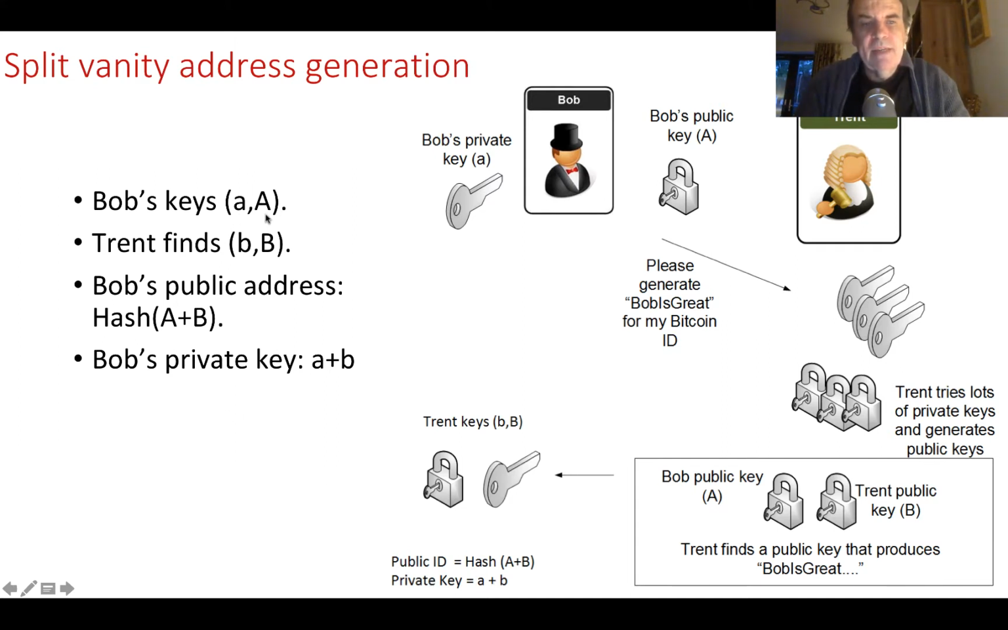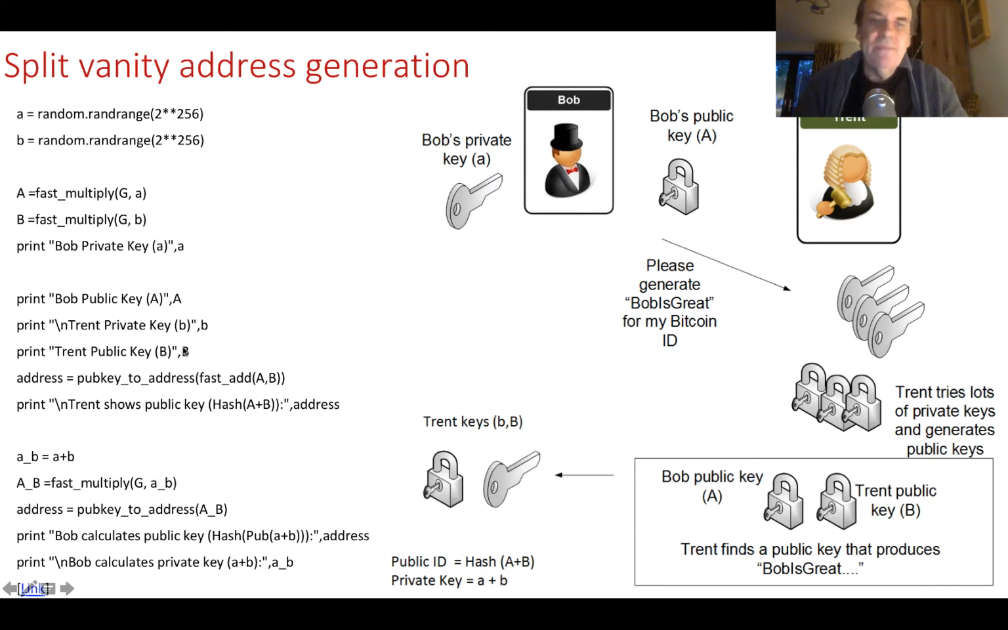So there's the method, a and A there, b and B. Trent will calculate Bob's public address as the hash of A plus B, and then Bob's private key will be the additive function of a and b, which are the private keys that Bob and Trent created. The public key will be the hash of the two public keys added. So can we prove that this is actually correct?